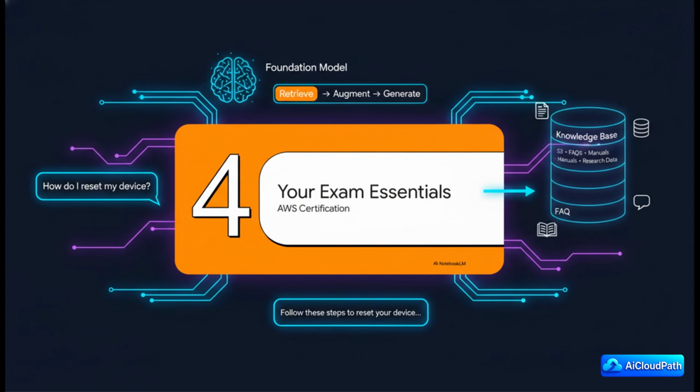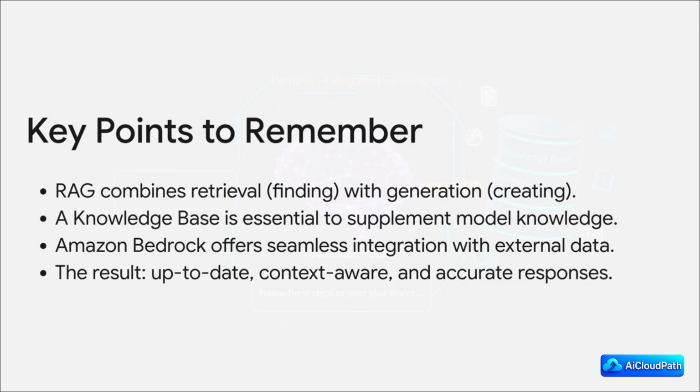Okay, let's pull all of this together. And hey, if you're prepping for an AWS certification, you're going to want to pay close attention here. Think of this as your essential cheat sheet. Let's really lock in the most important takeaways. So for that exam, here are the four things you've got to remember. First, RAG is a two-step dance. It retrieves the data, then it generates the answer. Got it? Second, none of this is possible without a knowledge base. That's the model's external brain.